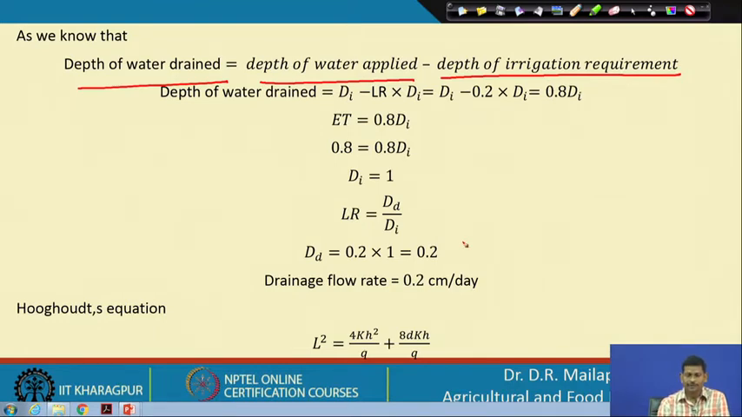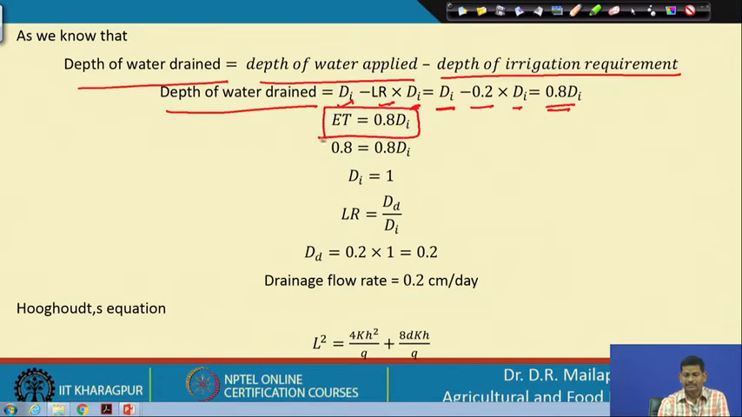In other words, depth of water applied is equal to depth of water for irrigation and depth of water for drainage, that is for leachate requirement. So, the depth of water drained is equal to irrigation depth minus leachate requirement into irrigation depth. This is the extra amount you need to apply as irrigation, so that the salts can be leached out. So, DI minus leachate requirement 0.2 and DI, the total will be 0.8 DI, and this will be equivalent to depth of water drained.